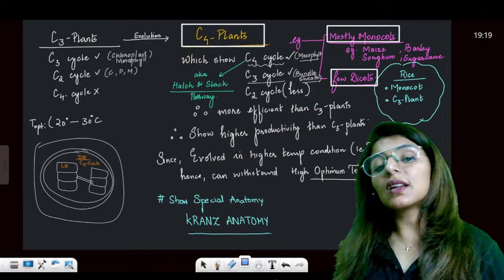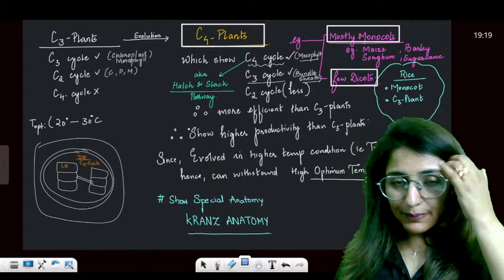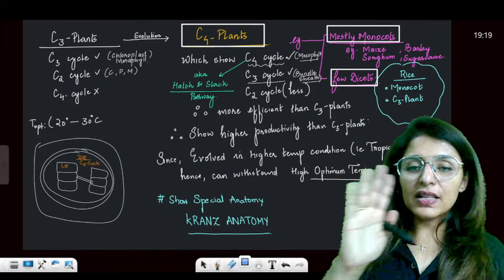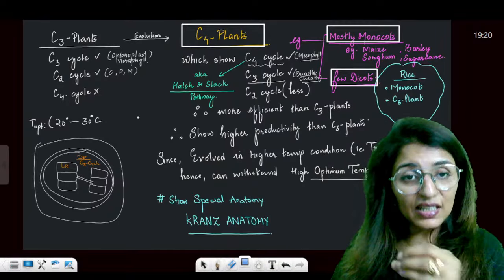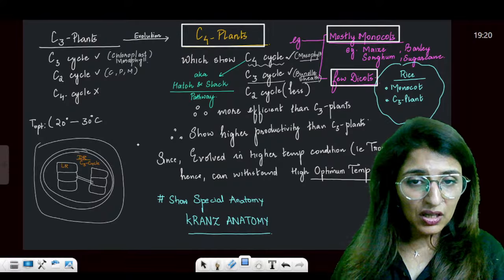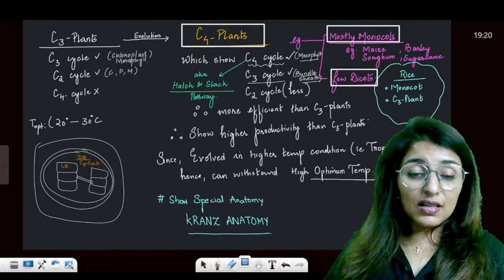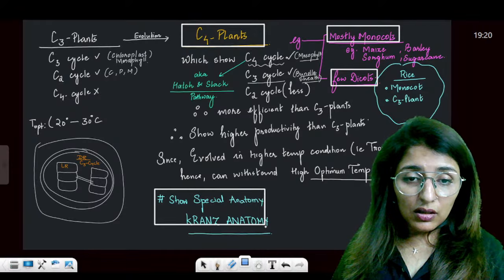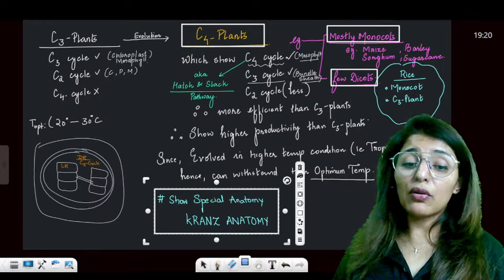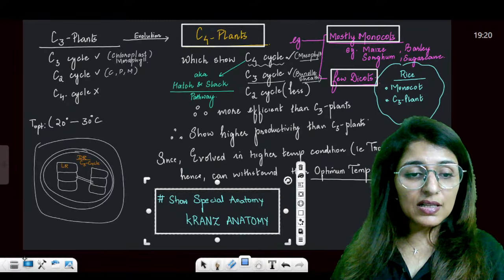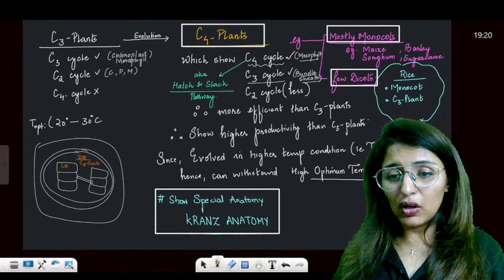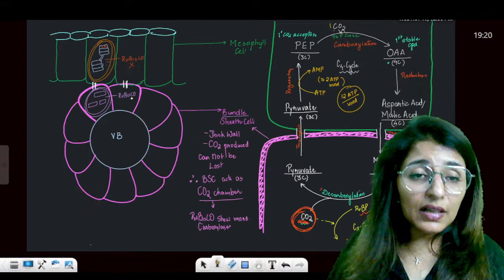But then what is the significance of C4? Let's see this. In both C3 and C4 plants, the C3 cycle will take place because it is during the C3 cycle only that glucose is getting produced. Now see here, in C4 plants, there is a special Kranz anatomy. Now see the Kranz anatomy.